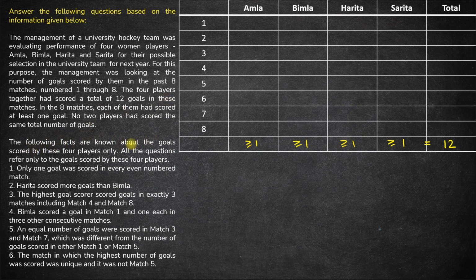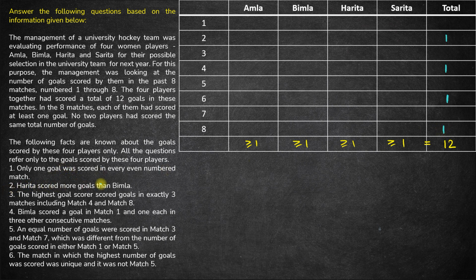So let's see what are the conditions given. The following facts are known about the goals scored by these 4 players only. All the questions refer only to the goals scored by these 4 players. So these are the conditions given for only these 4 players. First, only 1 goal was scored in every even numbered match. That means in match 2, 1 goal was scored. In match 4, total 1 goal was scored. In match 6, 1. And in match 8, exactly 1 goal was scored.